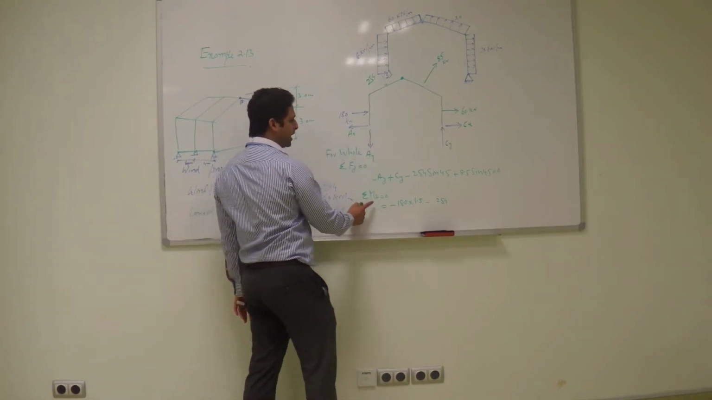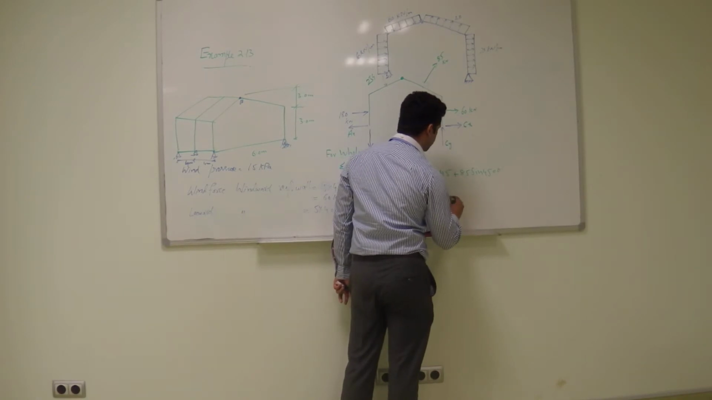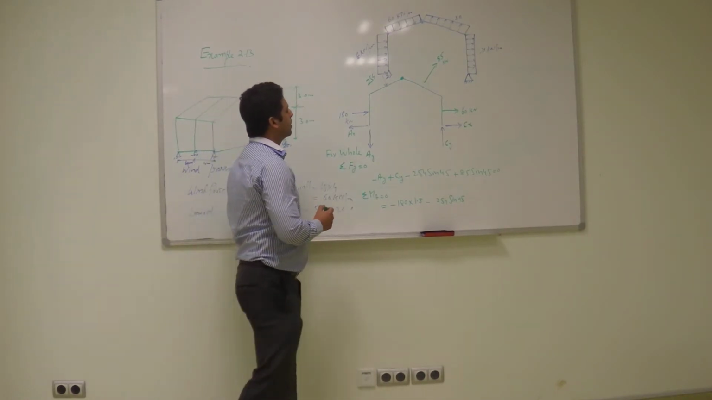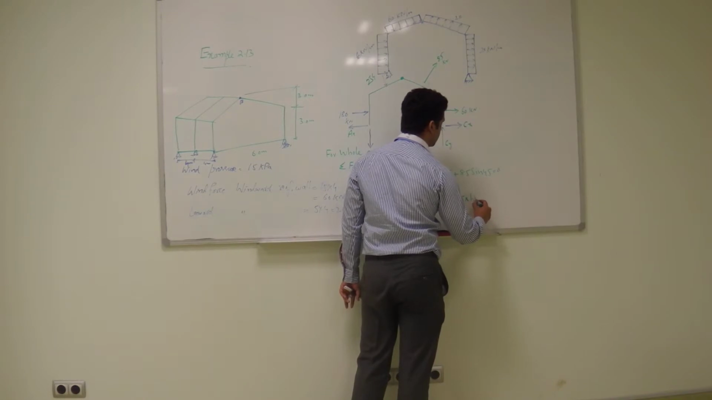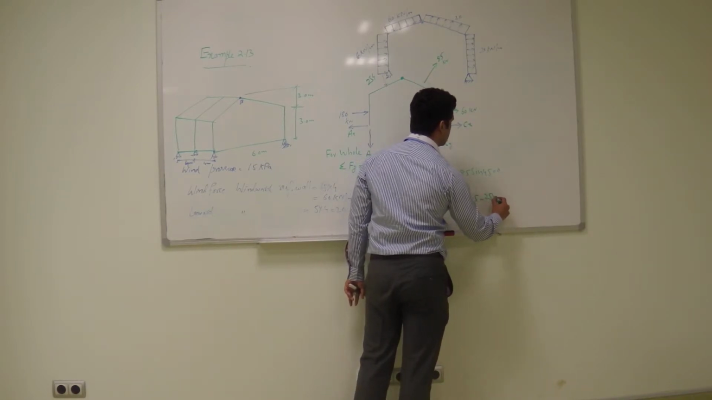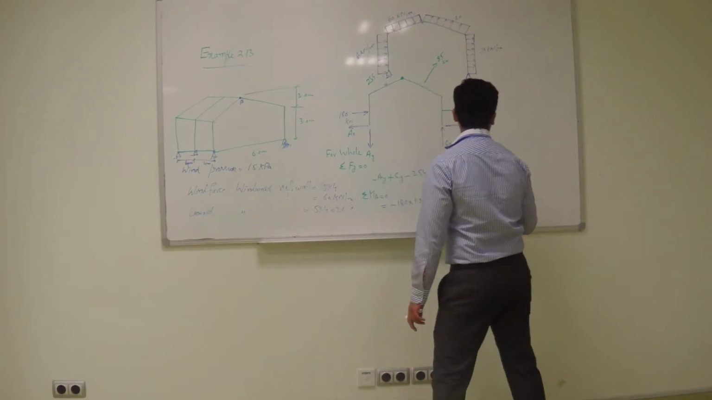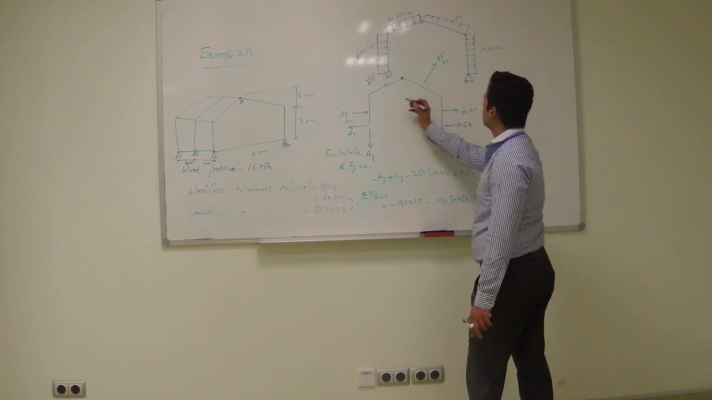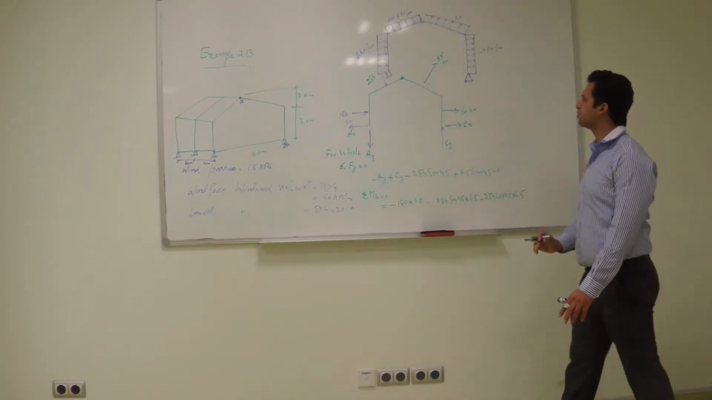At point A, I am calculating moment at point A. Minus 254 sine 45 into 1.5, and minus 254 cos 45 into 4.5. It has two components, one vertical, one horizontal.